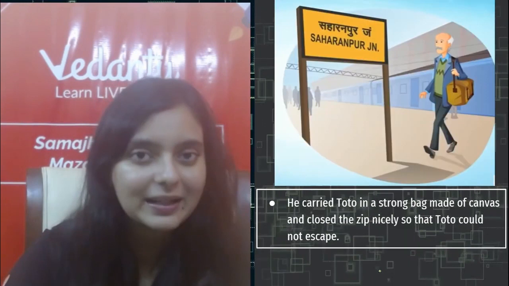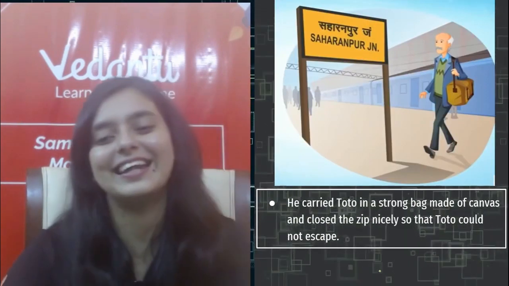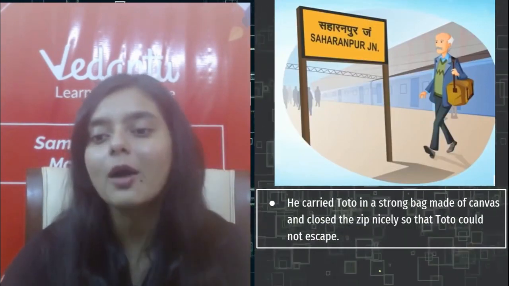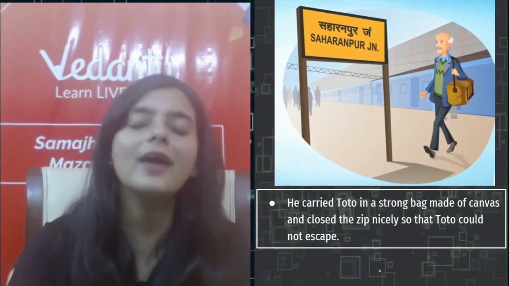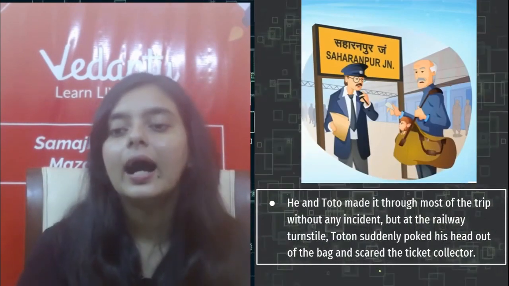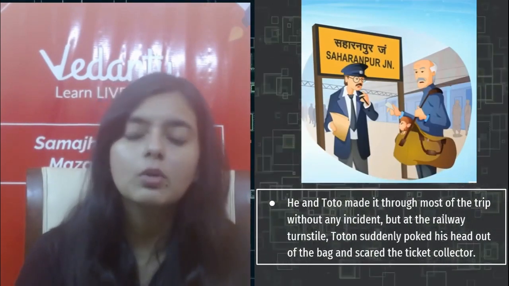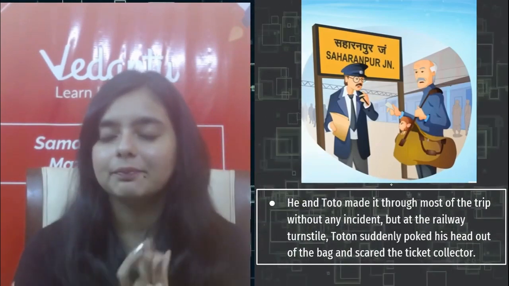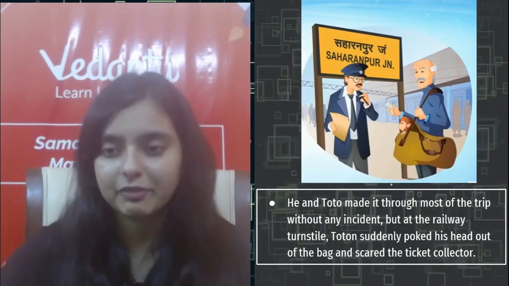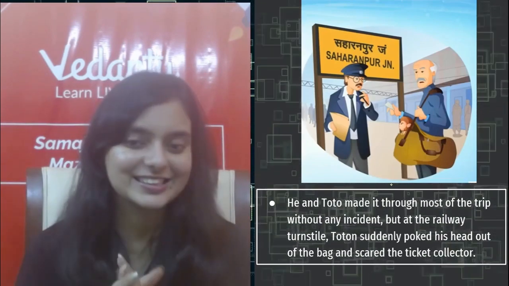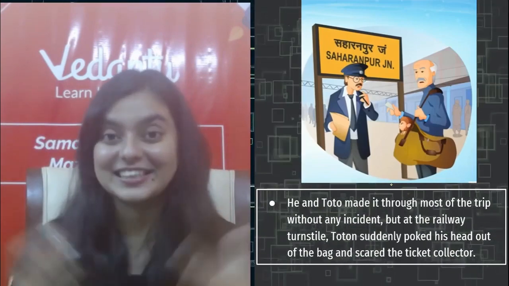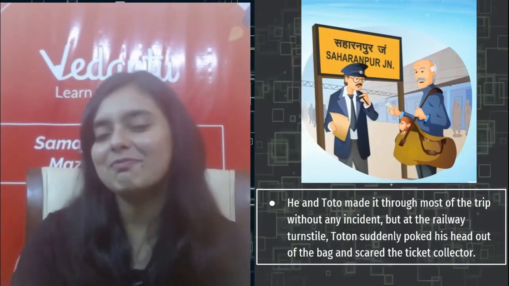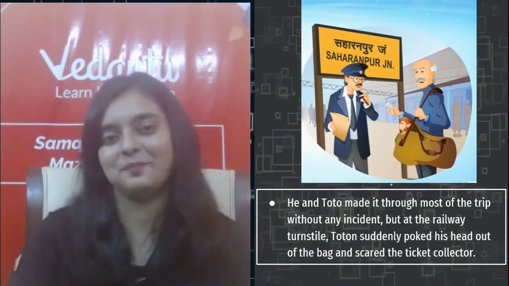But what happened there is again very hilarious. He carried Toto in a strong bag made of canvas, and the zip was secured tightly so that Toto could not escape, right? He and Toto made it through most of the trip, very comfortably. But at the railway turnstile, what happened? Toto suddenly poked his head out of the bag and scared the ticket collector. So do let me know if you have encountered a similar incident with any of your pets.